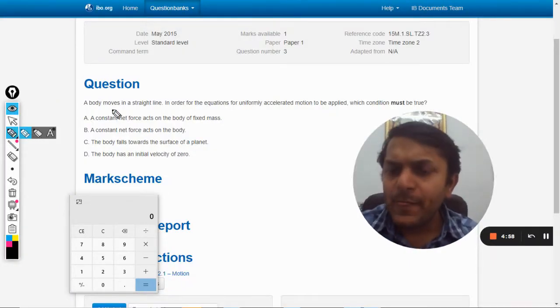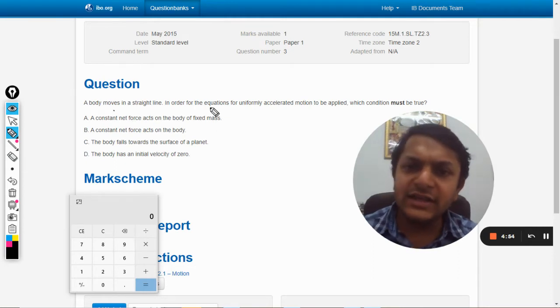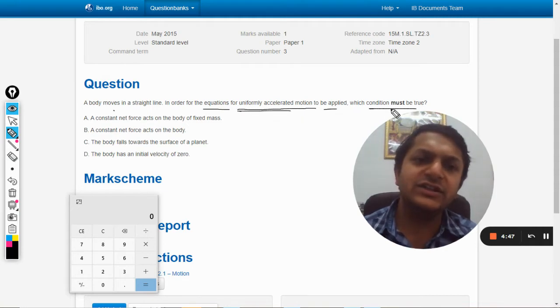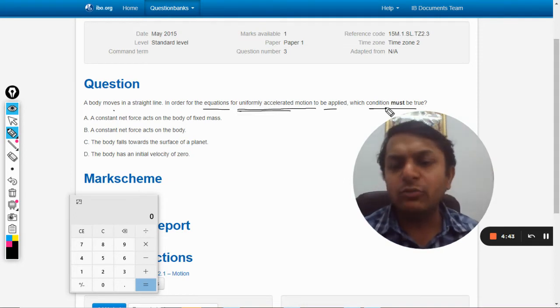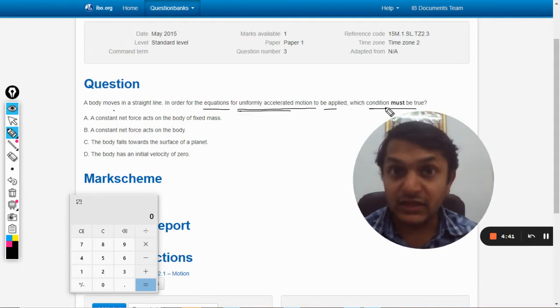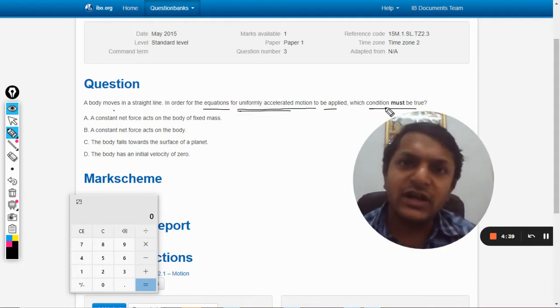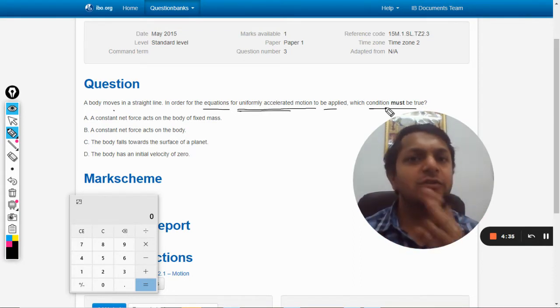Okay, so a body moves in a straight line. In order for the equations for uniformly accelerated motion to be applied, which condition must be true? What are the uniformly accelerated motion equations? They are s = ut + ½at², v = u + at, v² − u² = 2as.